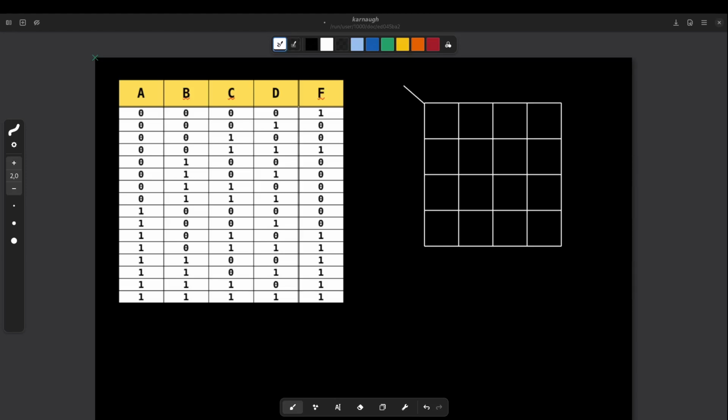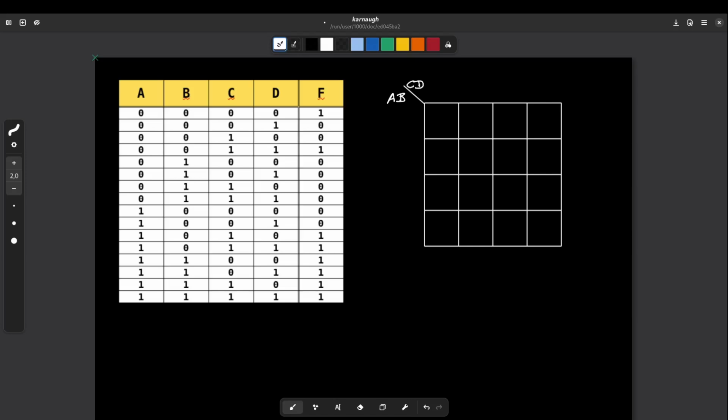Here we are going to write A and B, and C and D. I write them in this order to try to keep the weights of the variables in the truth table. The next thing we have to do is to write the possible combinations for A and B, which will be 00, 01, 10, and 11. But we have to take into account that these values have to be logically adjacent.